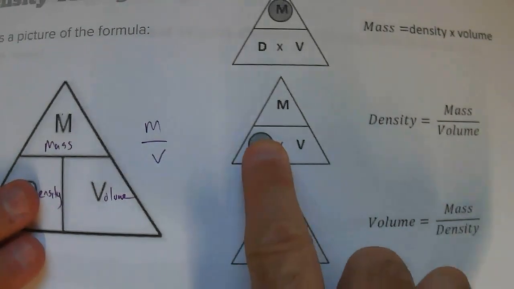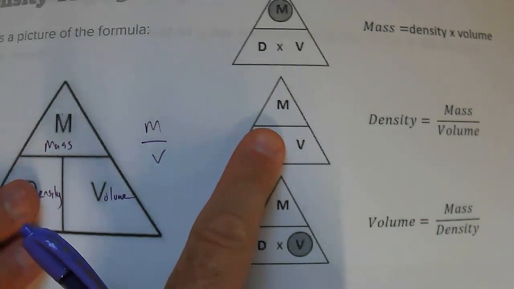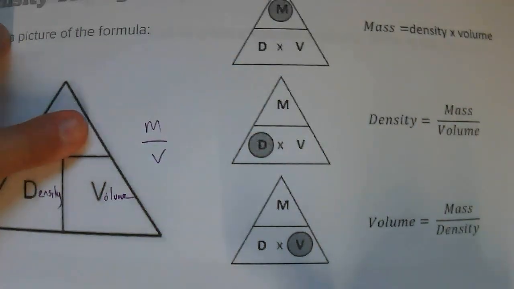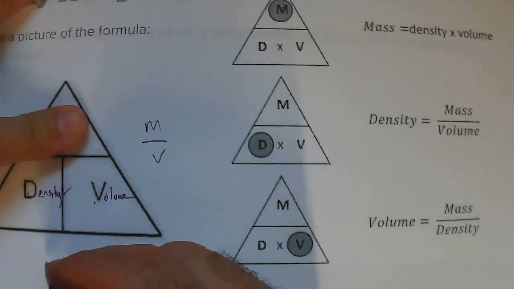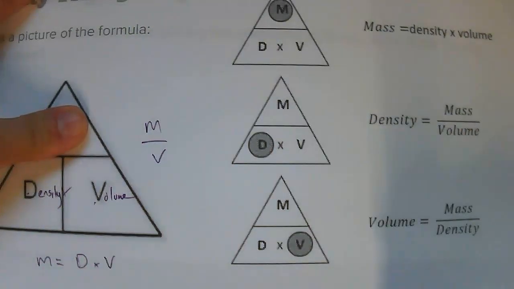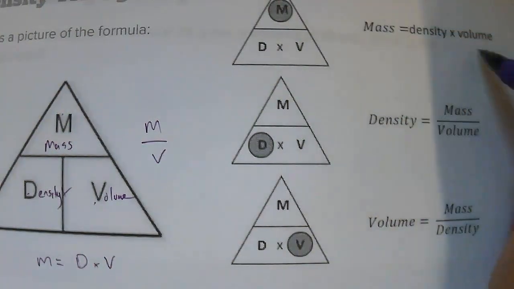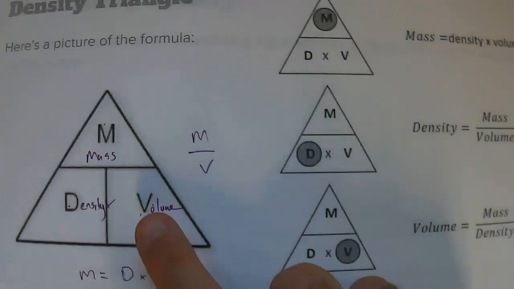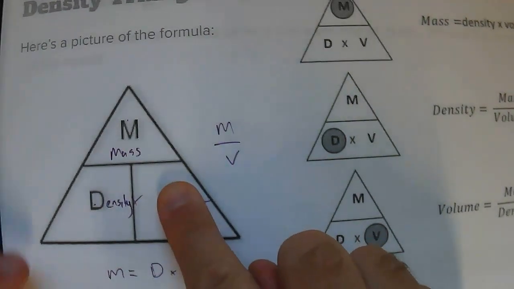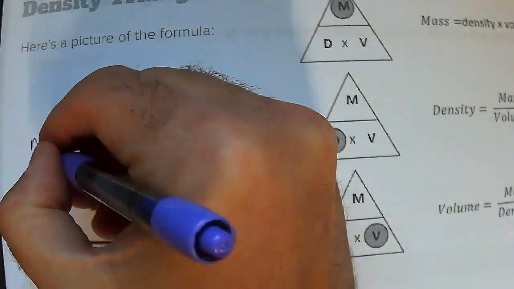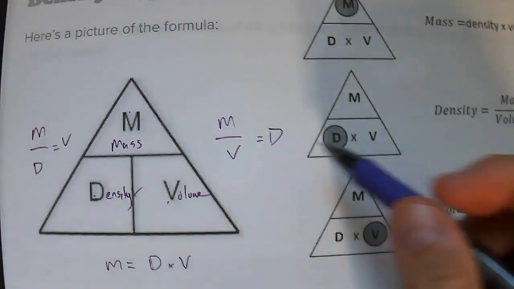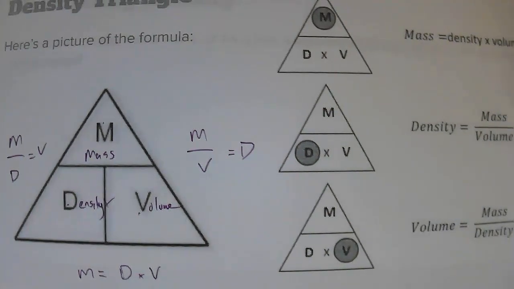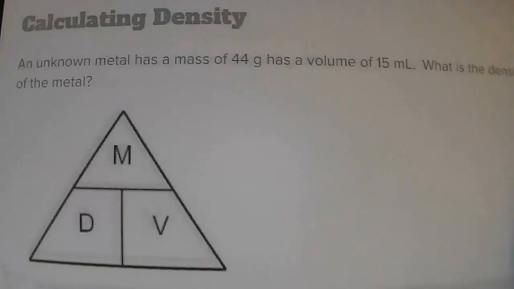You'll notice that I rewrote all the formulas here. If you're looking for mass, you now have density next to volume, almost like a multiplication, so mass is equal to density times volume. And if you're looking for volume, it's going to be mass over density. So the triangle is a way for you to see all of these formulas so you know how to calculate whichever value you're looking for. The best thing to do is just practice this.